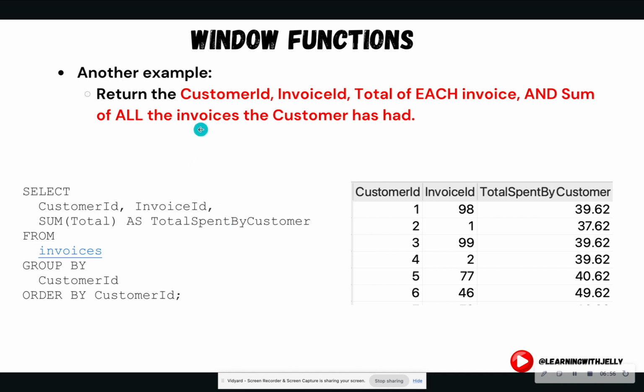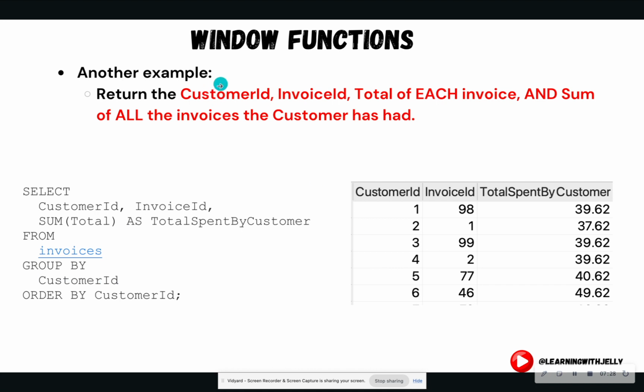Say for instance, I want to return the customer ID, invoice ID, and total of each invoice. So I want to retain the information: invoice 1 was 2, invoice 3 was 5, and so forth. And I also want to get a sum of all the invoices the customer has had. One way that you may think about doing this without knowing window functions is by a standard group by.